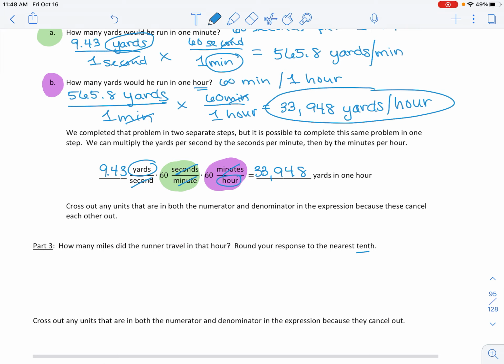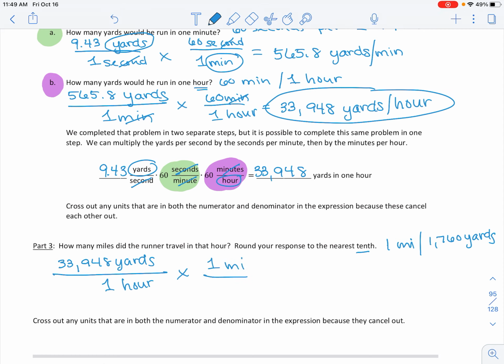Well, remember from page 111, you can use that conversion chart, and we know there's 1 mile for every 1,760 yards. So we know we have 33,948 yards in 1 hour. And we can multiply that by 1 mile for 1,760 yards. Because notice now my yards cancel because they're in the numerator and denominator.